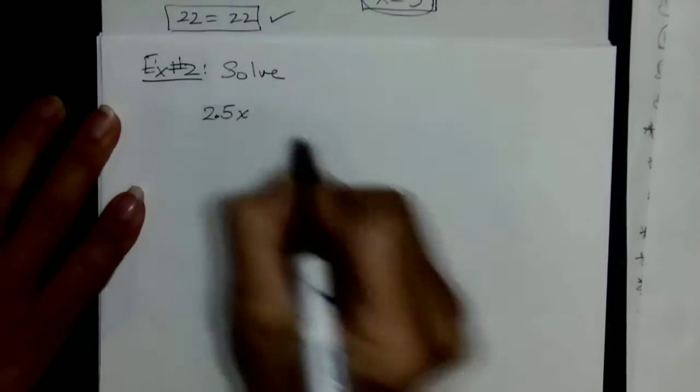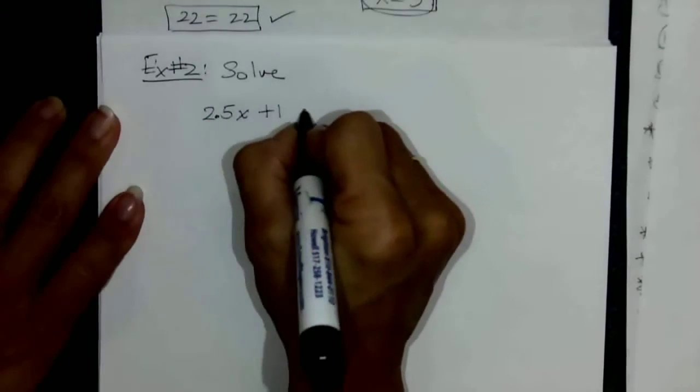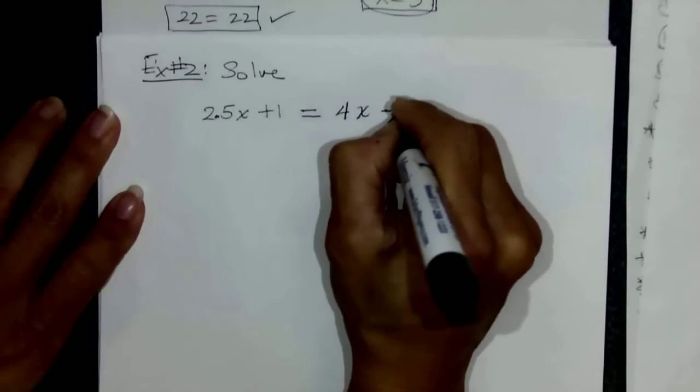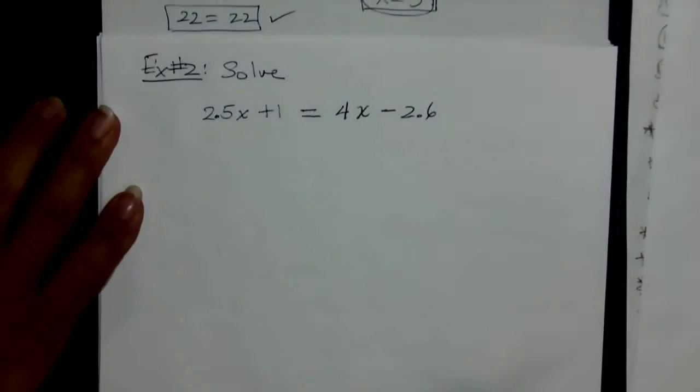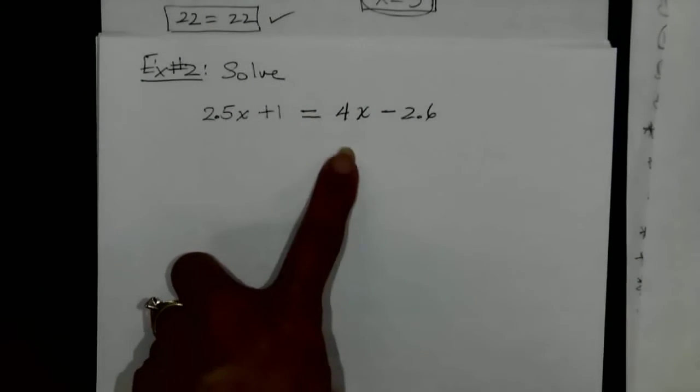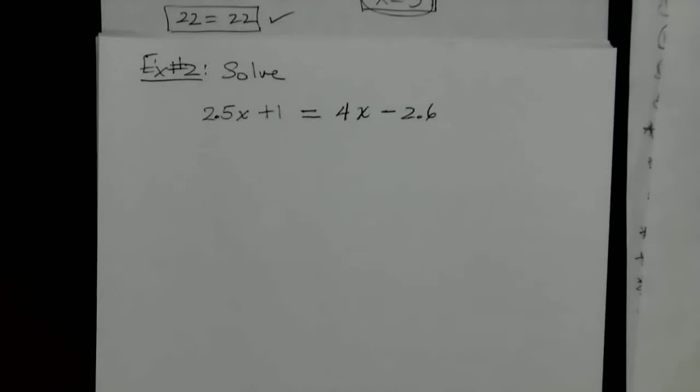2.5x plus 1 is equal to 4x minus 2.6. Wait, 2.5x. 2.5x plus 1 equals 4x minus 2.6. So you guys try this.